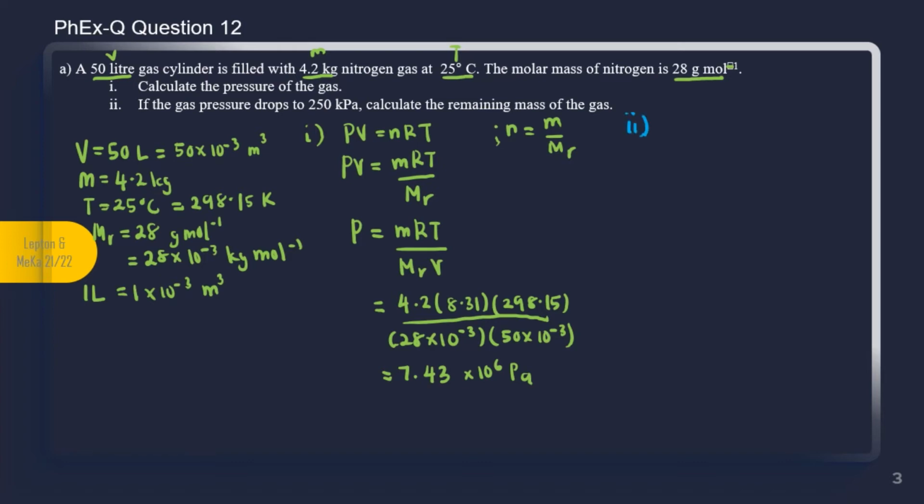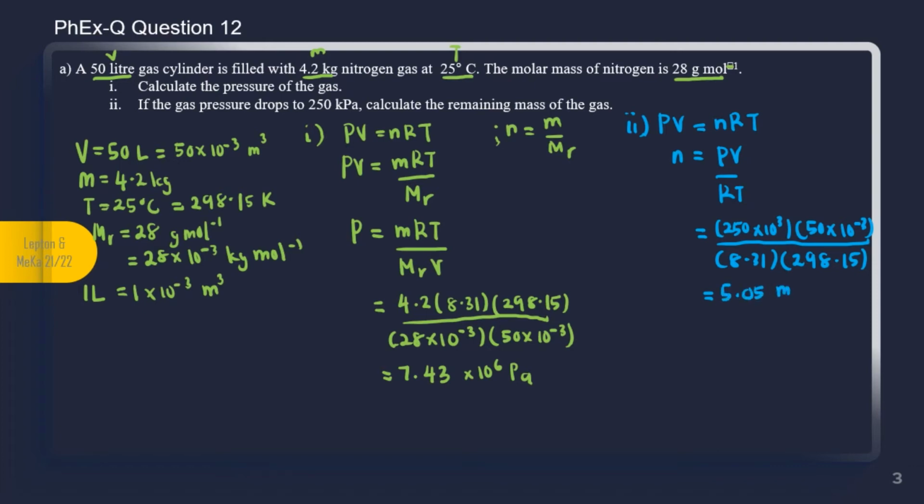Okay, for the second part of the question, I'll use blue color. PV is equal to nRT. You can find the remaining number of mole. So n is equal to PV over RT, and the pressure has become 250 kilopascal. And then the volume will remain the same because the shape or the size of the cylinder doesn't change. And our molar gas constant is 8.31, and the temperature also doesn't change. So 298.15 Kelvin. And here we will have 5.05 mole.